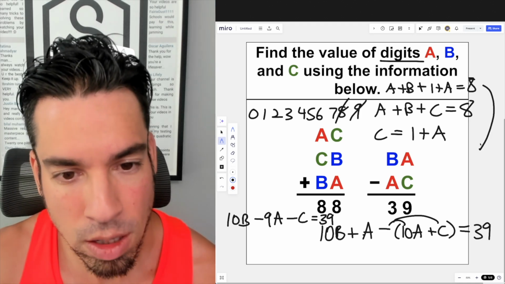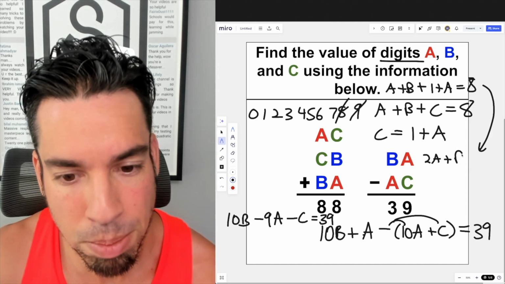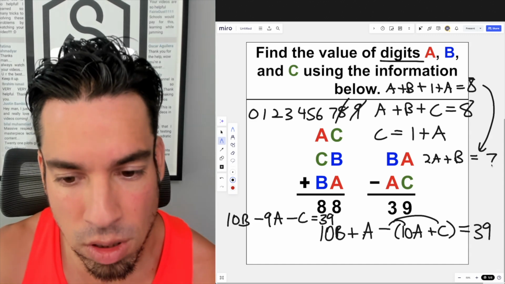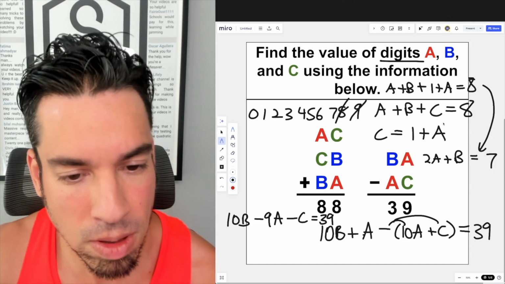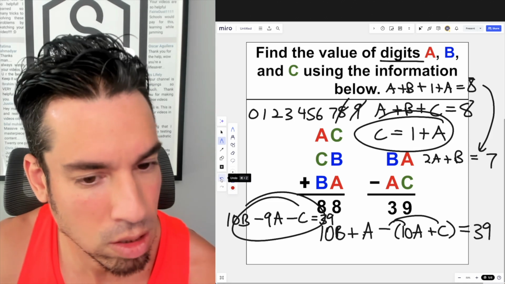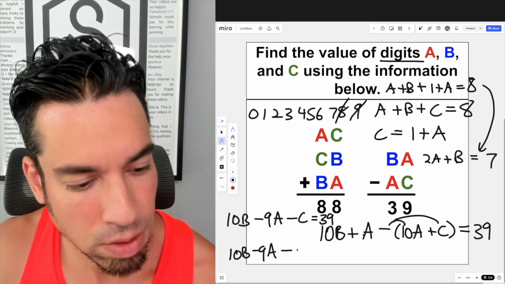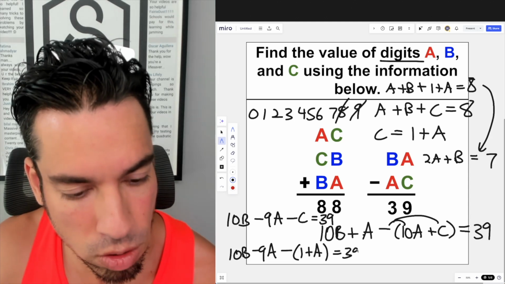And then as we combine like terms, A plus A is 2A plus B. And instead of having that 1 there, I'm going to subtract 1 from both sides and say that this equals 7. Okay, so we got this fantastic equation. Now we're going to do the same thing with this and this. So we're going to substitute in for C 1 plus A, so let's write that out. So instead of the C, I'm going to say minus 1 plus A, and this equals 39.